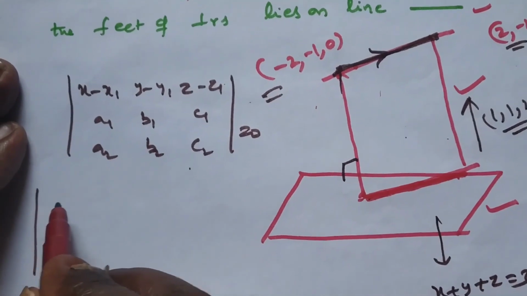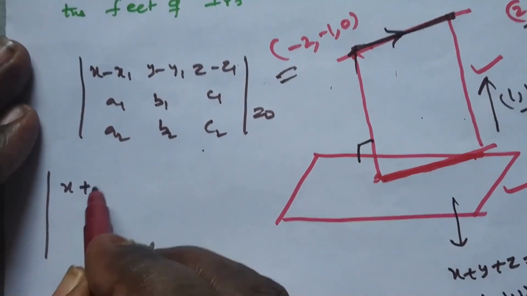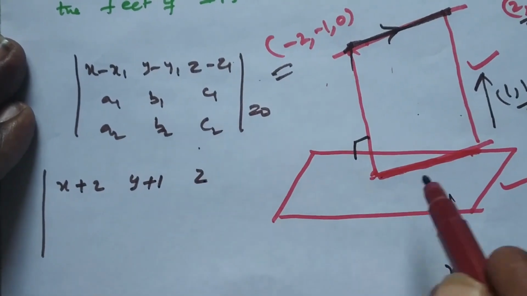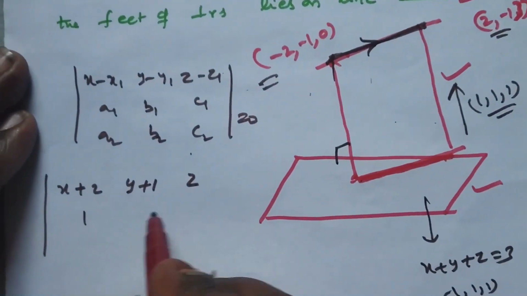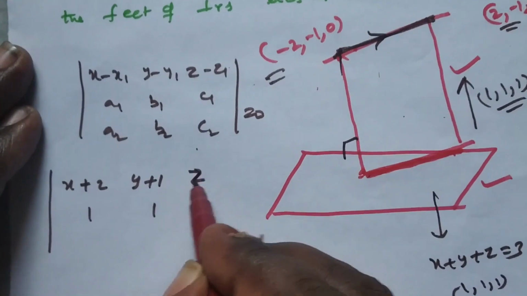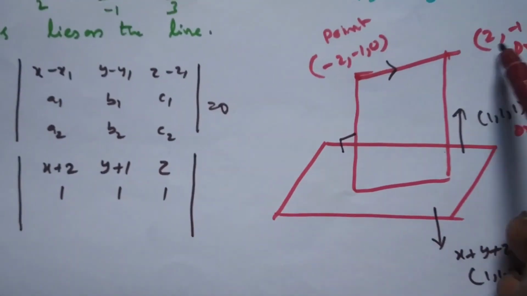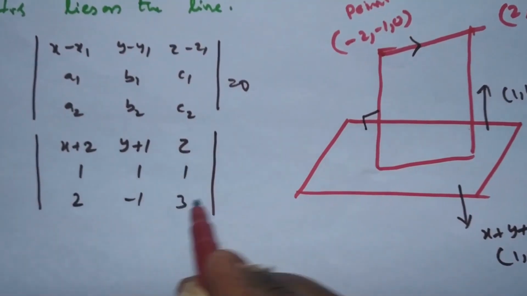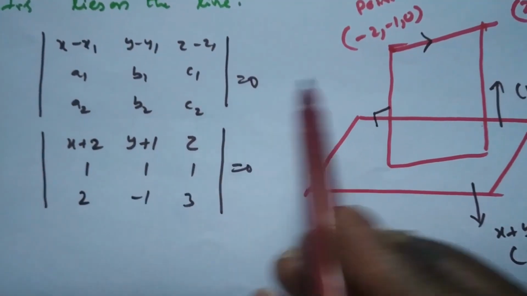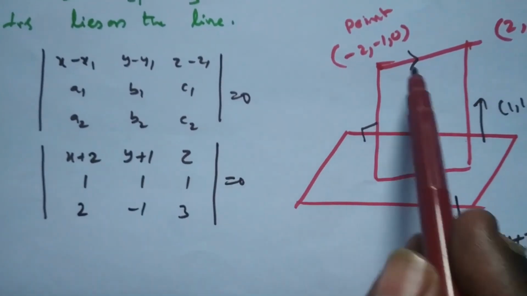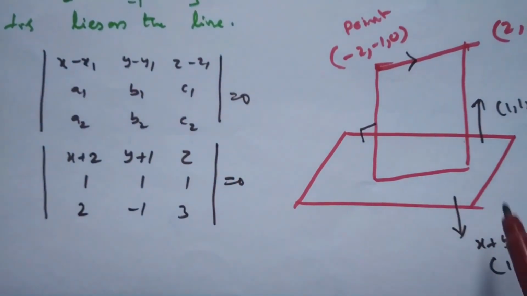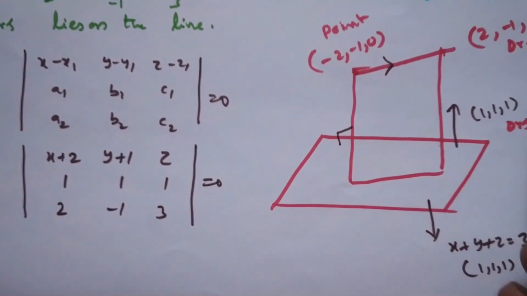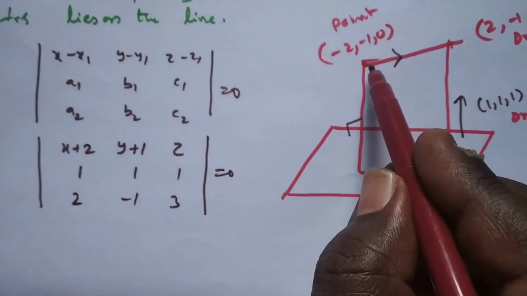So the plane equation becomes what? The determinant with rows x plus 2, y plus 1, z; 1, 1, 1; and 2, minus 1, 3 is equal to 0. Minus 2, minus 1, 0 is a point on the plane, and the direction ratios parallel to the plane are 1, 1, 1 and 2, minus 1, 3. This is the required plane.